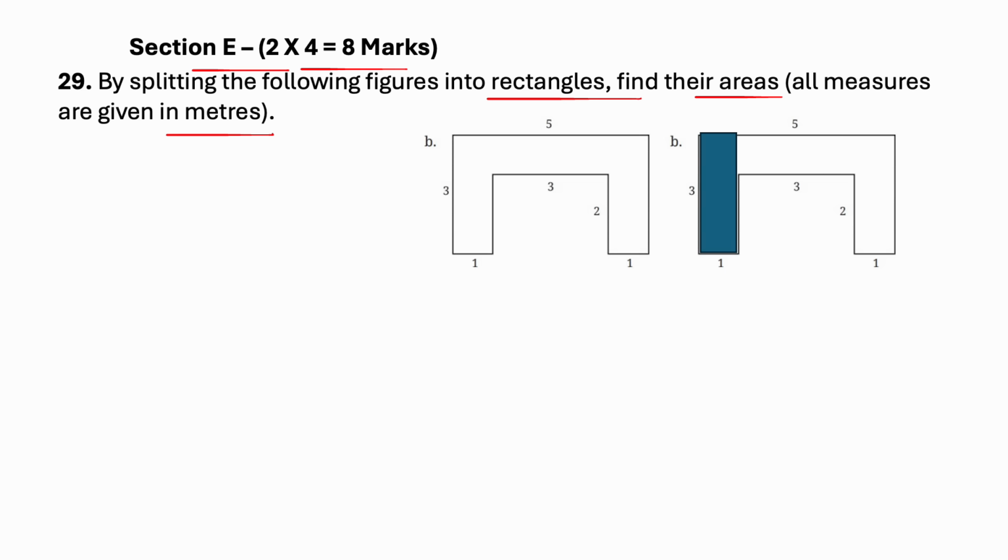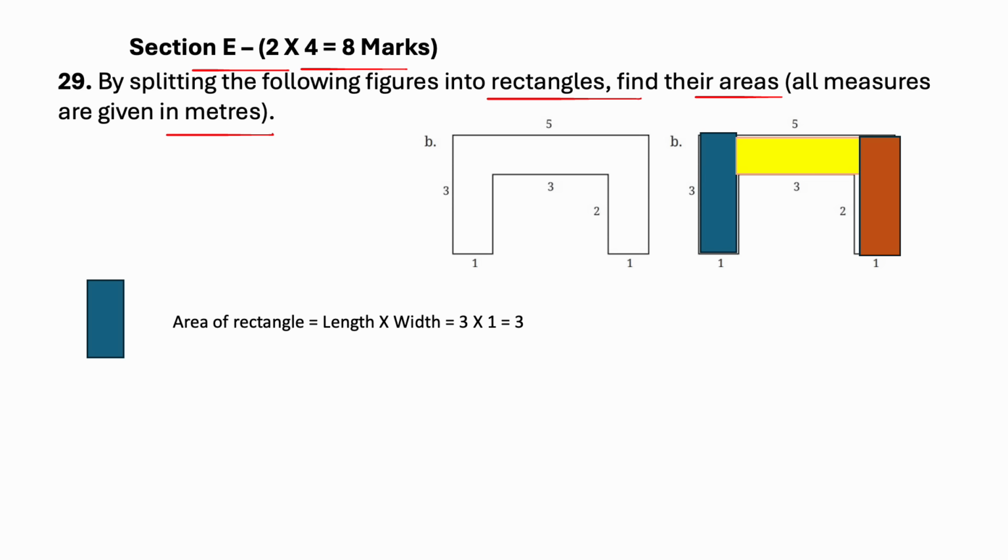So you can split like this. 1 rectangle, 2, 3. You can split like this. Now, what is the area of blue rectangle? See, here length is 3 and width is 1. See, area of a rectangle is equal to length into width. That is 3 into 1 is 3.